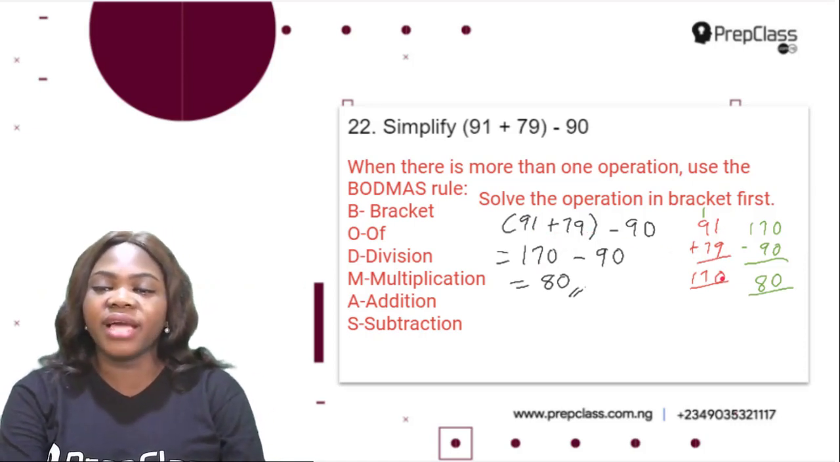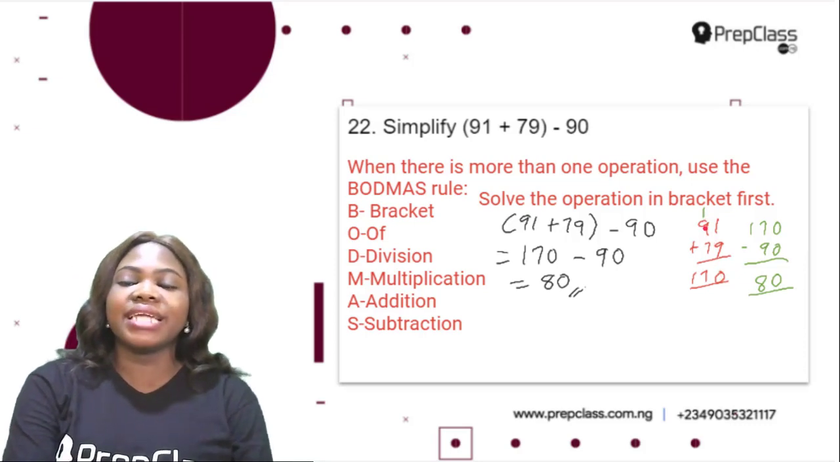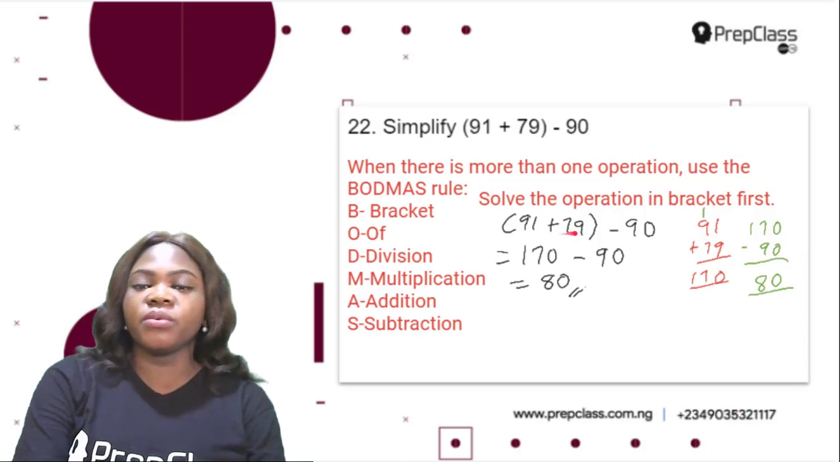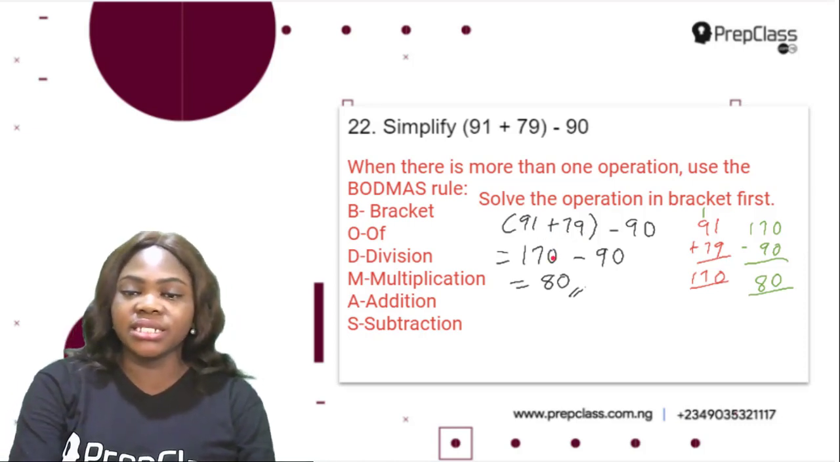1 plus 9 is 10. Write 0, carry 1. 1 plus 9 is 10. 10 plus 7 is 17. So this means that 91 plus 79 is 170.